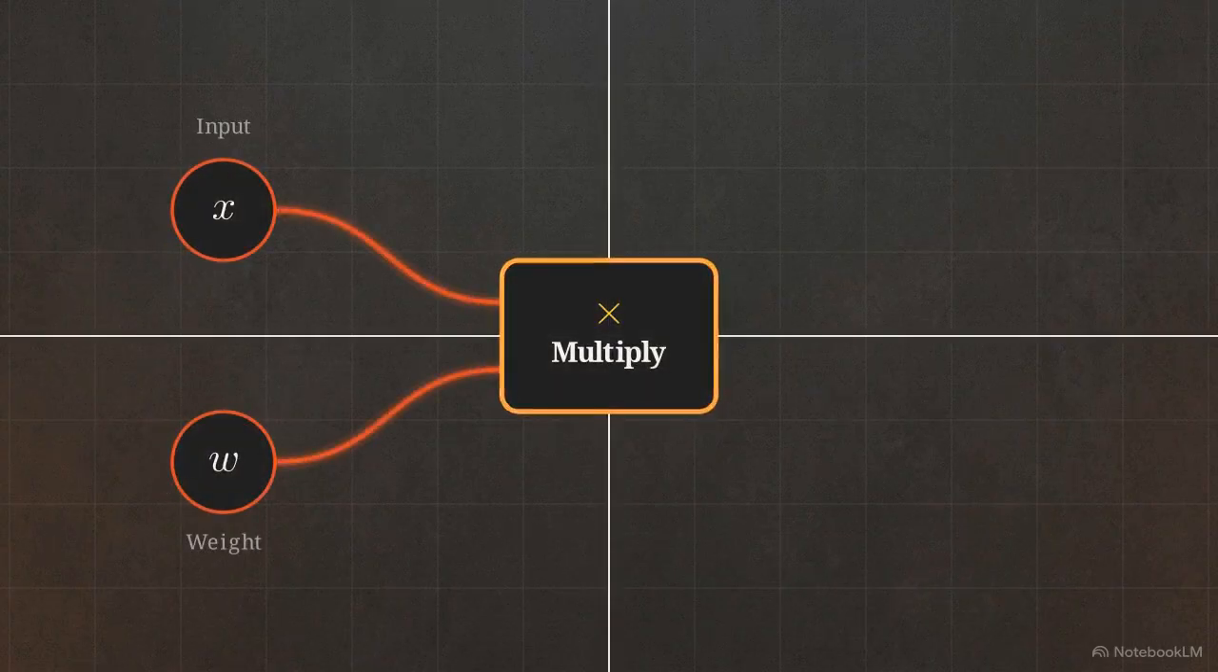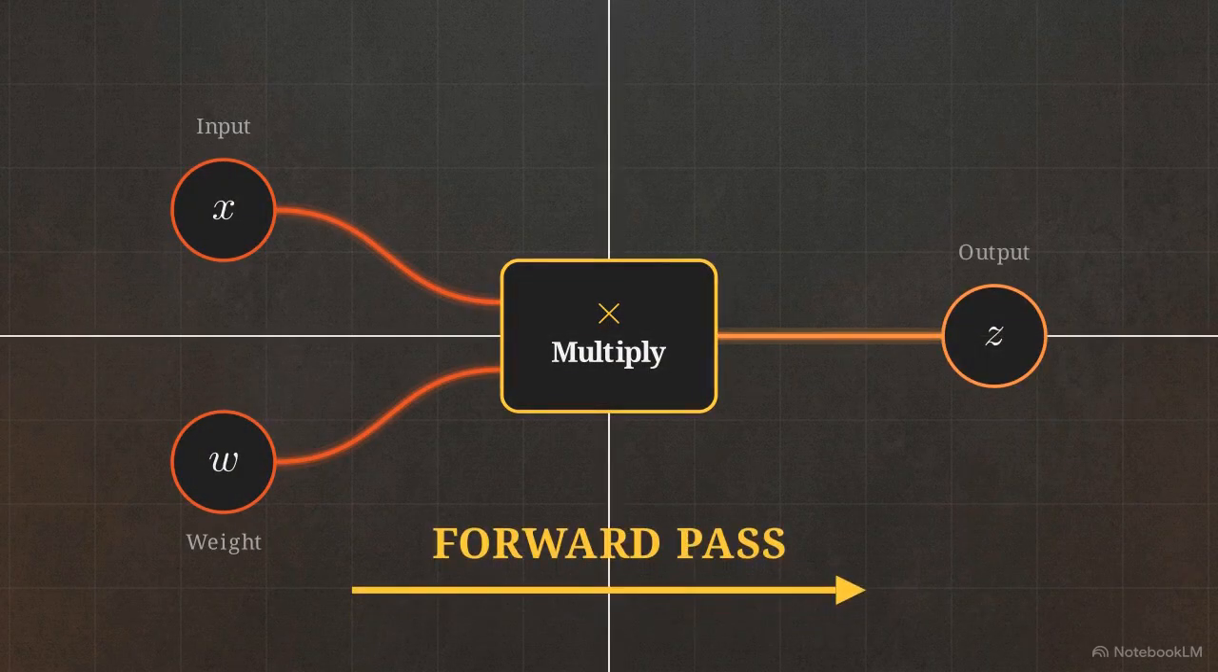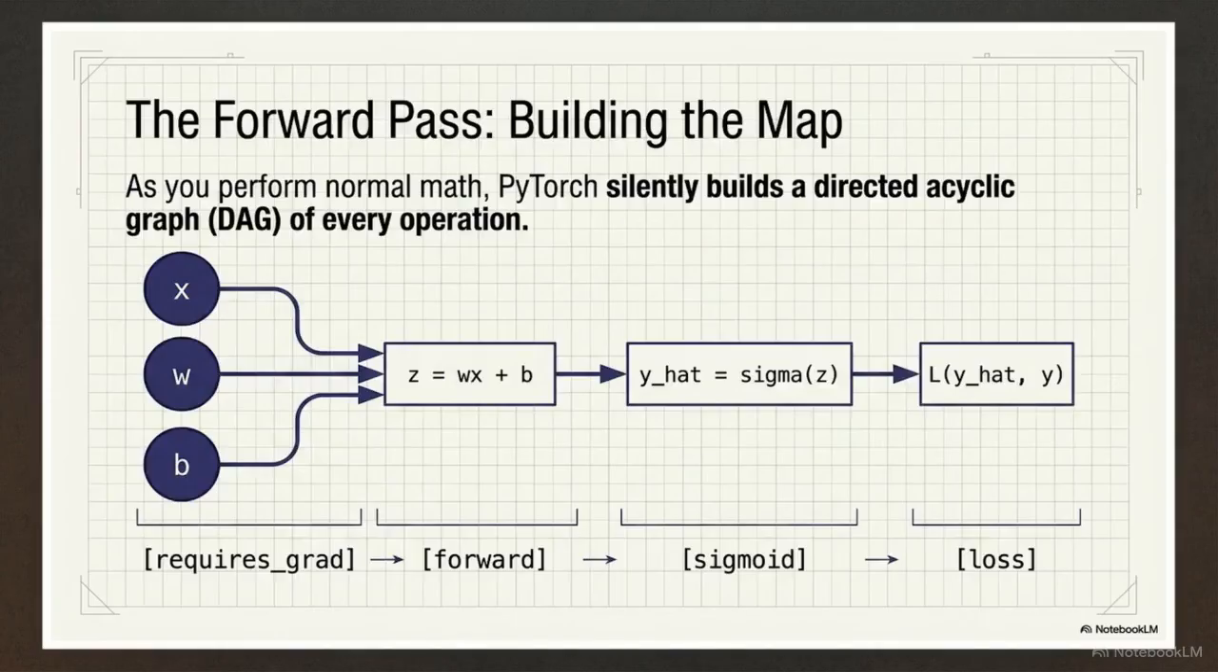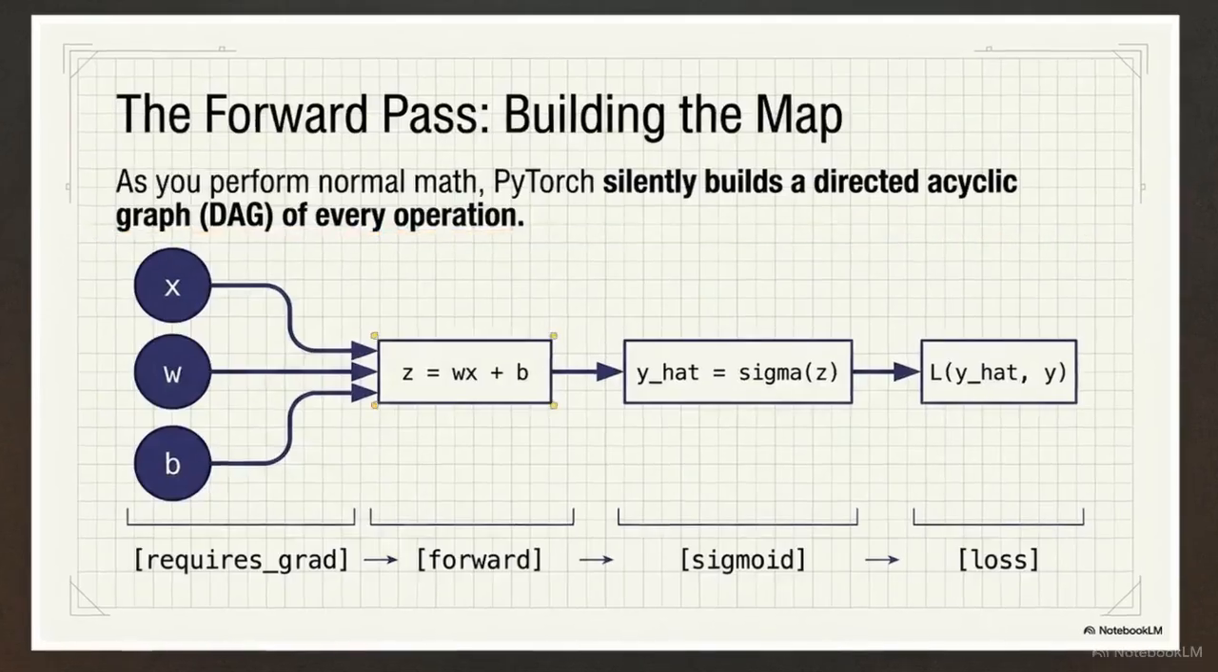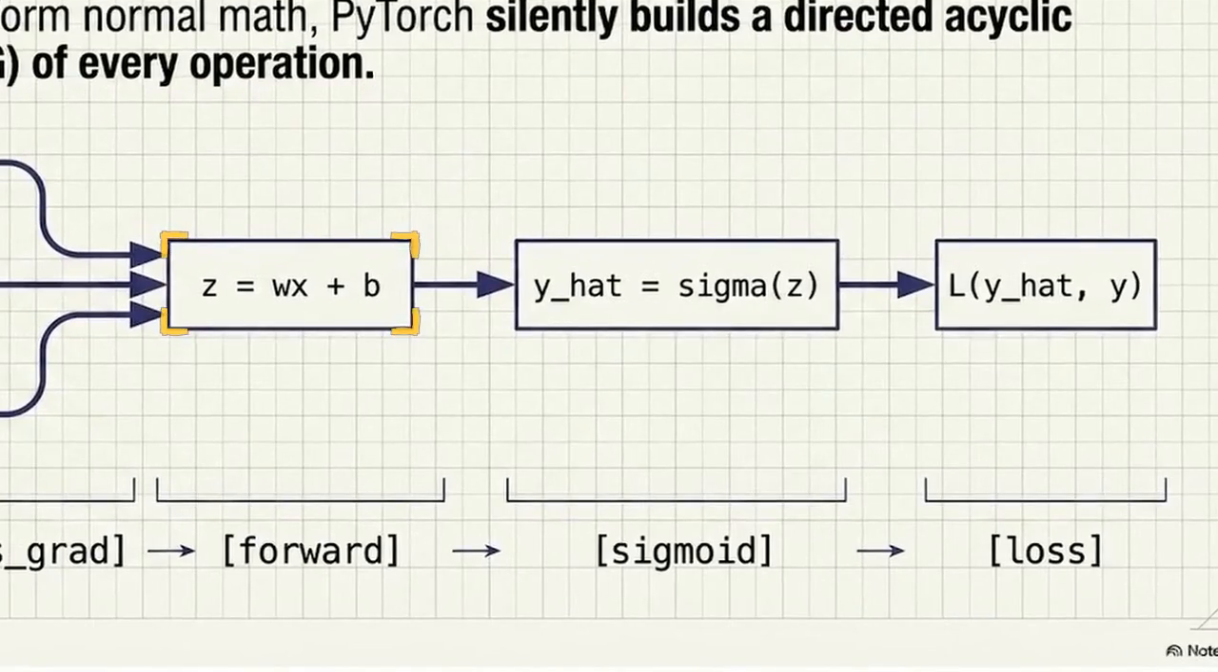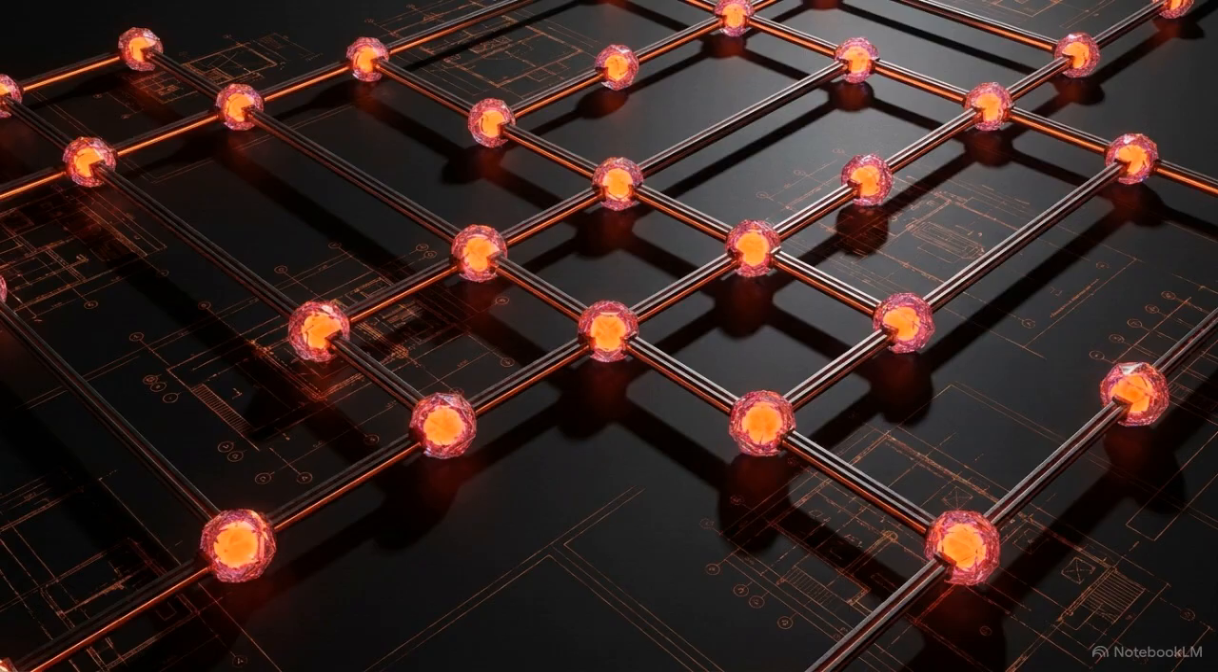When we perform our normal math, multiplying inputs by weights to get a result, we call that the forward pass. This diagram shows what's happening behind the scenes. PyTorch silently builds a map of the entire journey, a computational graph. Every math operation creates a new node, which remembers exactly what function created it, forming a linked chain of events. The forward pass isn't just about getting an answer. It's about leaving behind a permanent, step-by-step blueprint of exactly how that answer was reached.